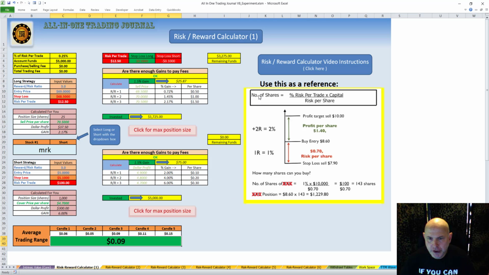Lastly, there's a cheat sheet in here for you to look at to get an idea of how risk to reward actually works. And then there is a risk to reward video instructions button to click if you need further help with using the risk rewards calculator.